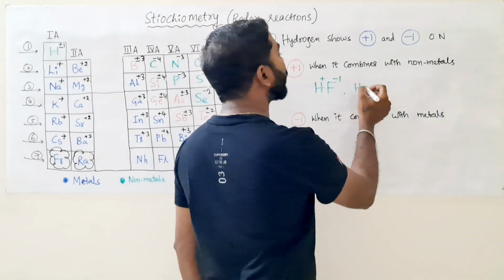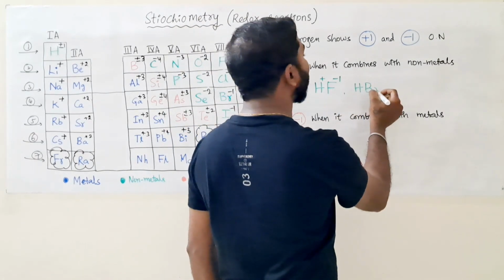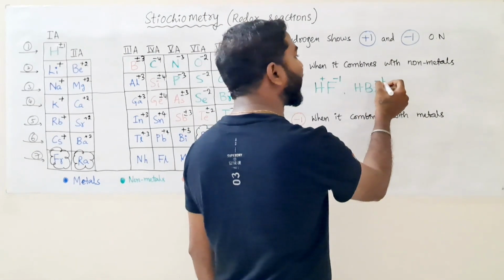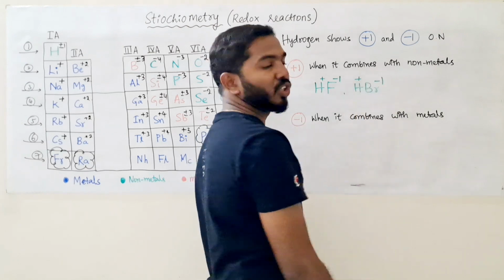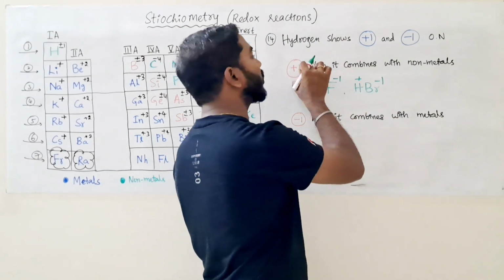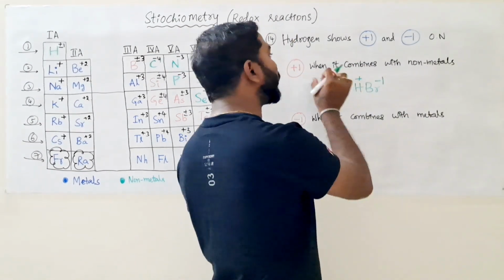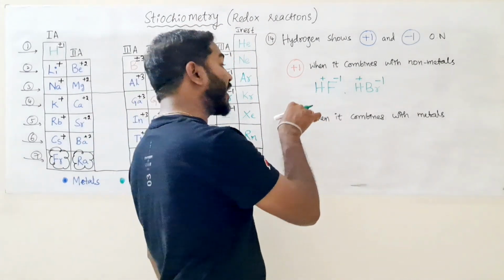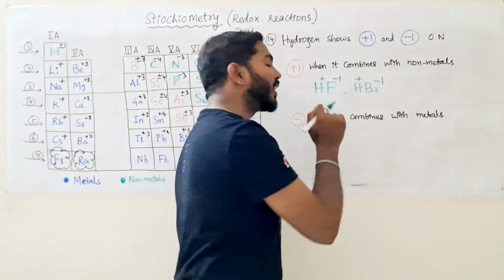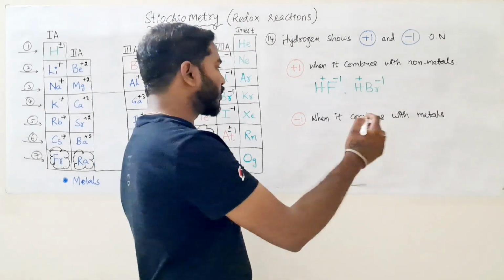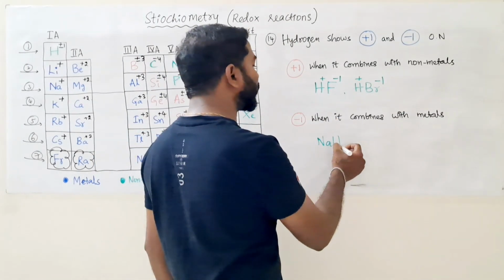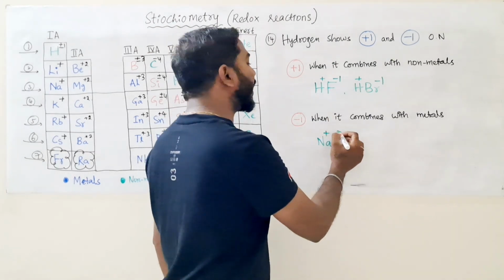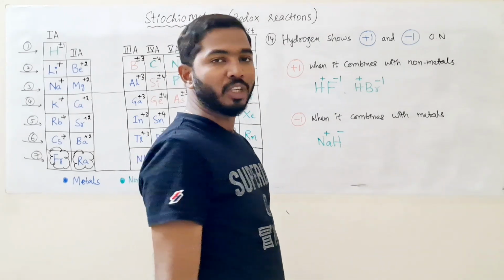Similarly, we can go with HBr. Since bromine is a non-metal and it has only one choice, that is -1, hydrogen will take a +1 charge. So when hydrogen generally combines with non-metals, it will show +1. When it comes to -1, when hydrogen combines with metals, it is going to show -1. Let us take one example, that is sodium hydride. Since sodium has only one choice, that is +1, hydrogen would have a -1 charge.